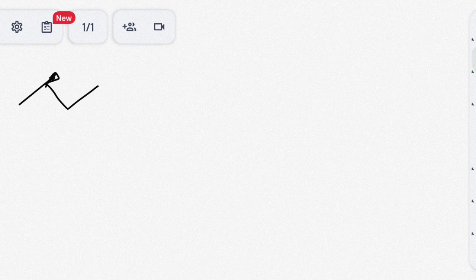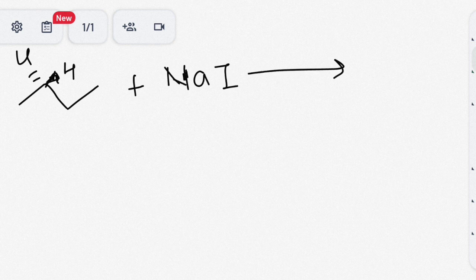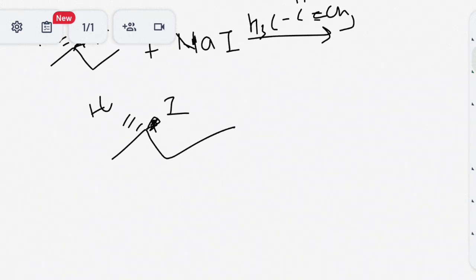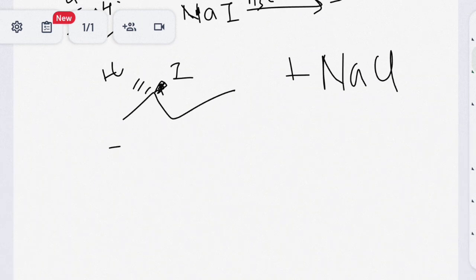Here, if you have one H on the wedge and one Cl on the dash, and you react it with sodium iodide and acetone, acetone can be represented as H3C-CO-CH3, with a double bond to O. So nothing will happen actually, only the H will go on the dash and Cl will be replaced. Iodine will come on the wedge because the reaction will take place. So here you will get iodine, and here you will get H, because Cl will be gone with sodium. So here is the inversion product.